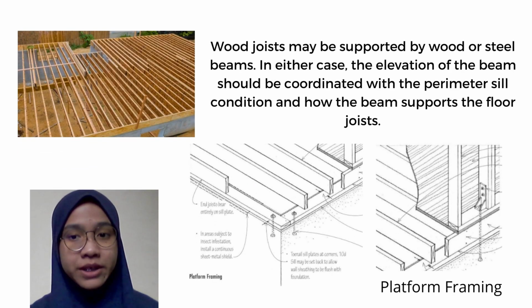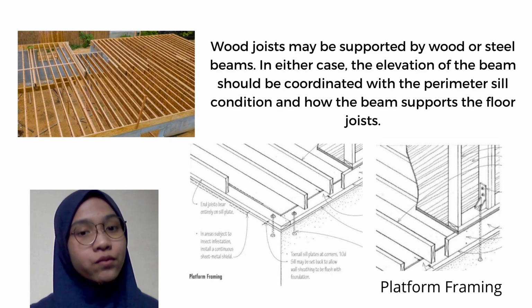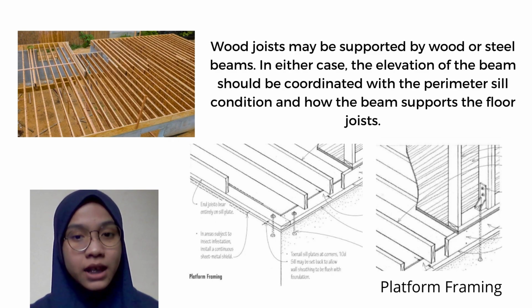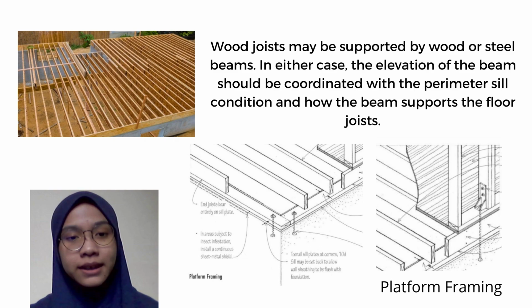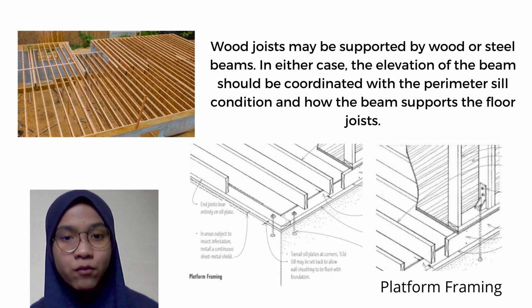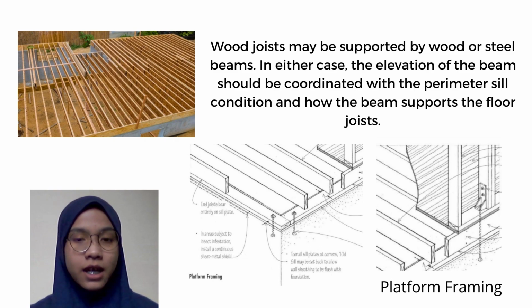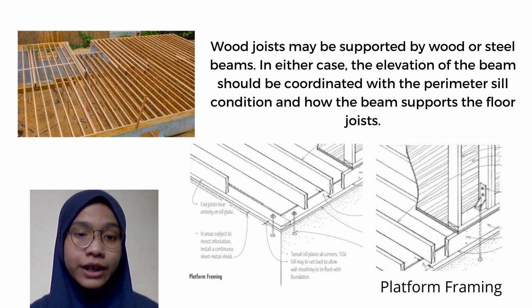So wood joists can be supported by either wood or steel beams. Beams are placed under the wood joist, and in either case, the elevation of the beam should be coordinated with the perimeter sill condition and how the beam supports the floor.